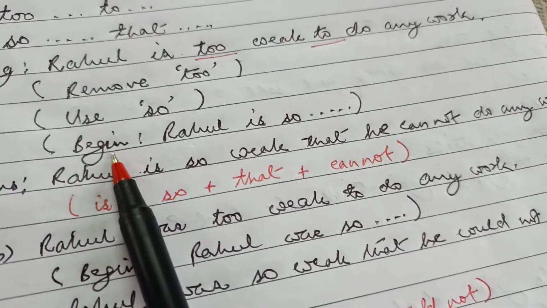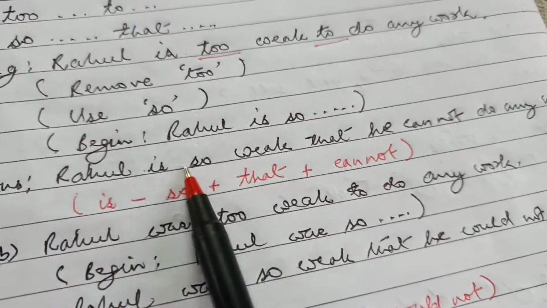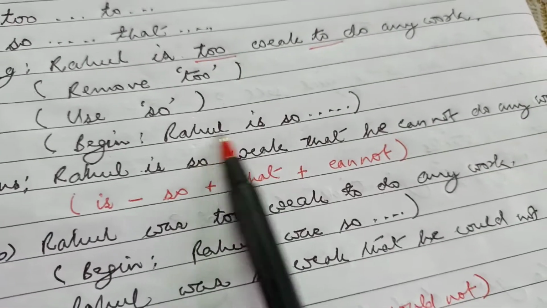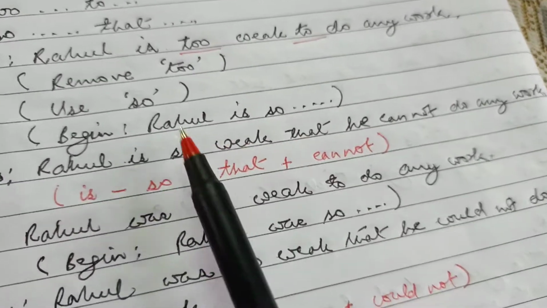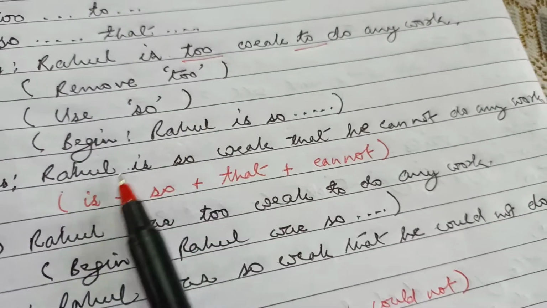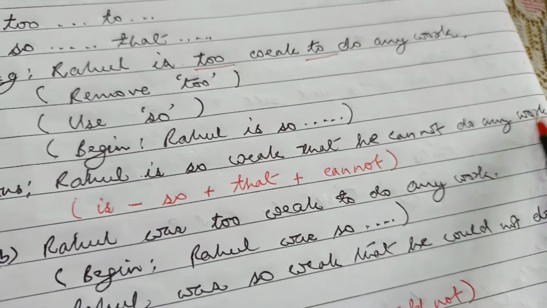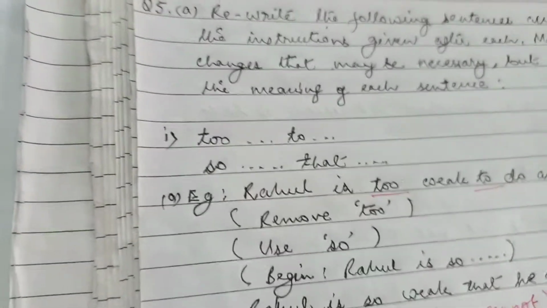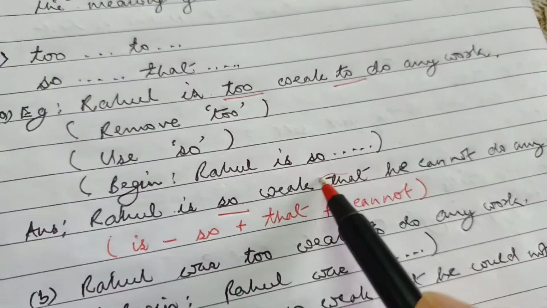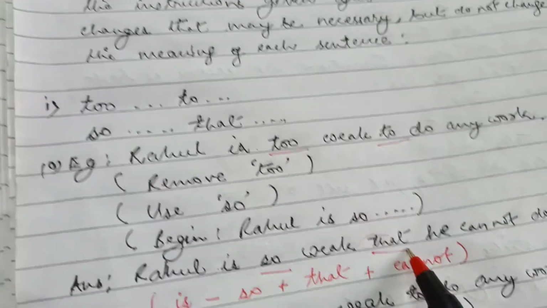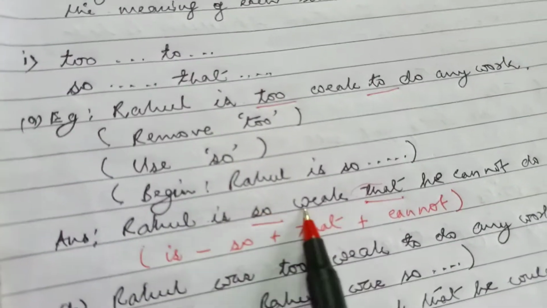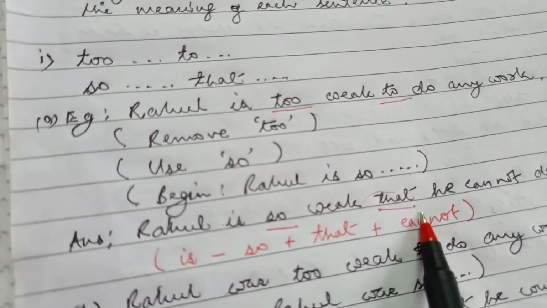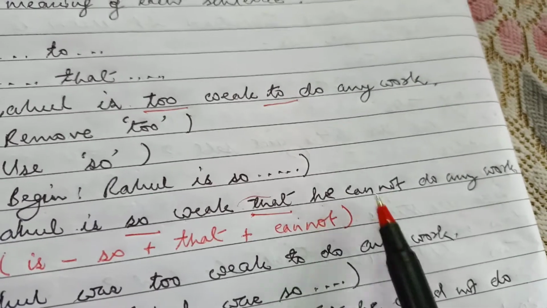Now the third question, you see, begin: Rahul is so. We have begun with the same, as asked here. Rahul is so weak that he cannot do any work. So be it any question in the paper, the answer is the same. The answer is one. But look at the use of the word so, and next is that. When we are told to use so, whenever you are using so, that must be there in a sentence, only then it is correct. Now see here, we got new framing here: that he cannot do any work.